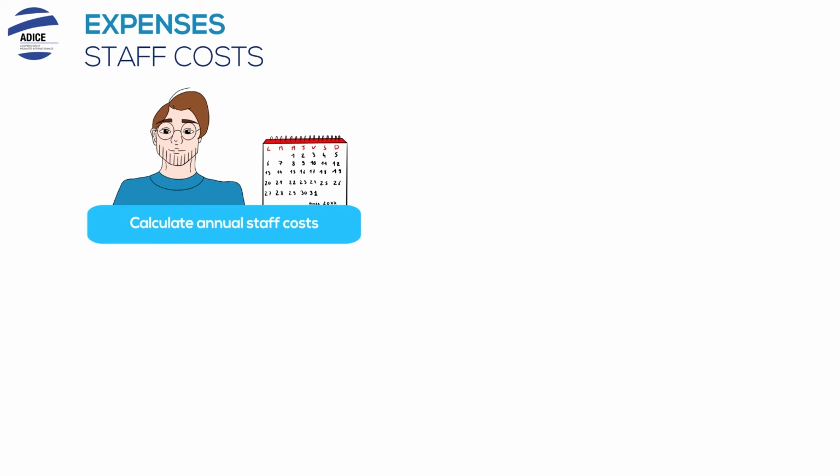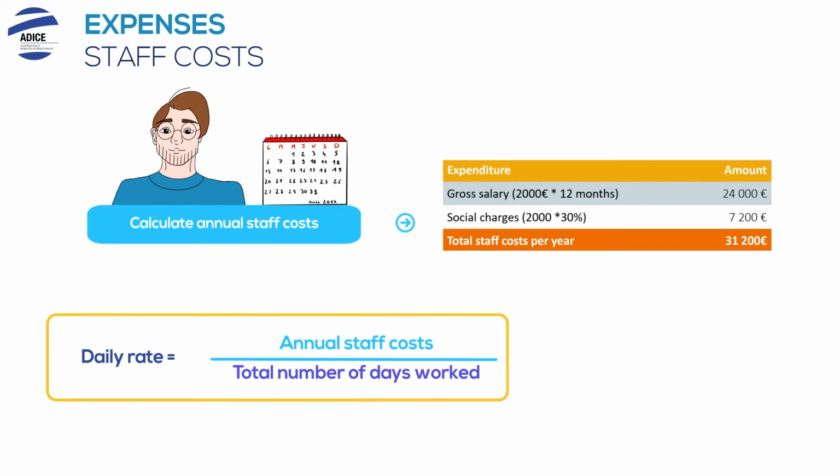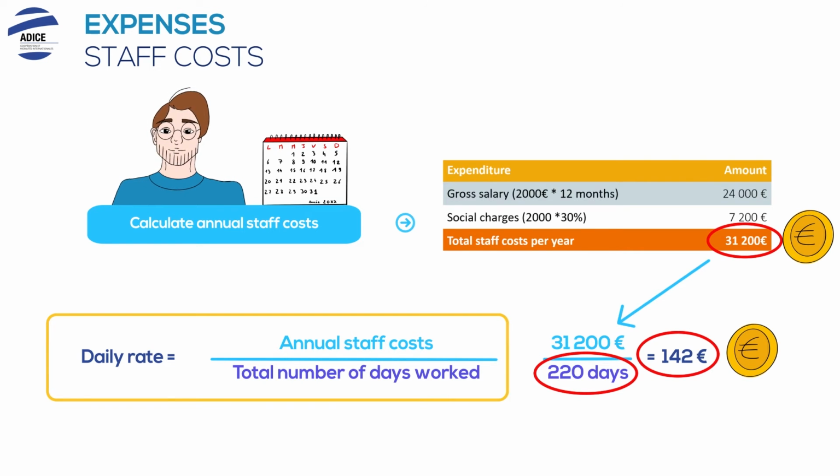For personnel costs, estimate the number of days needed to complete each activity. Calculate the daily staff rate. Add up the gross annual salary with employer's social security charges. Divide the result, the total staff costs, by 220 days. This is the average number of days worked per year for an employee.